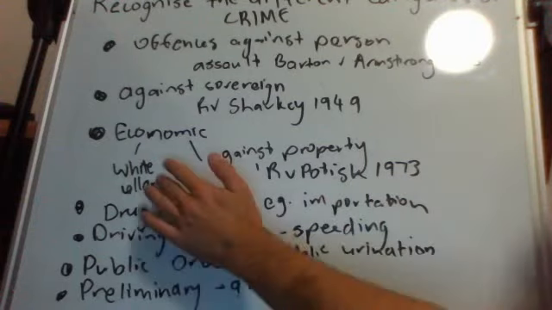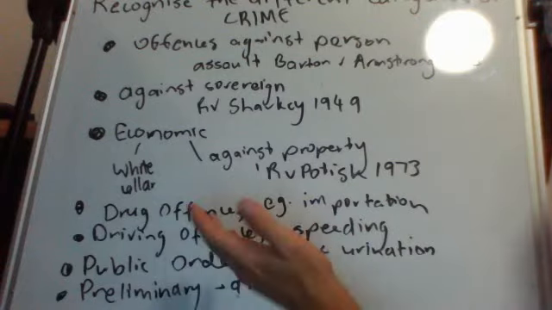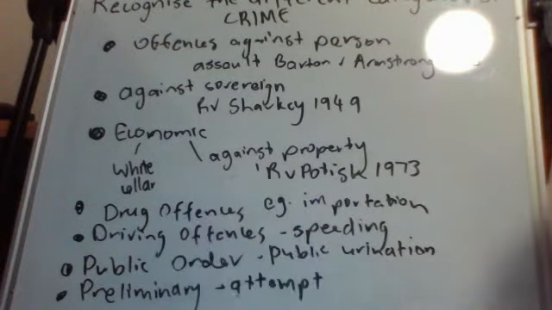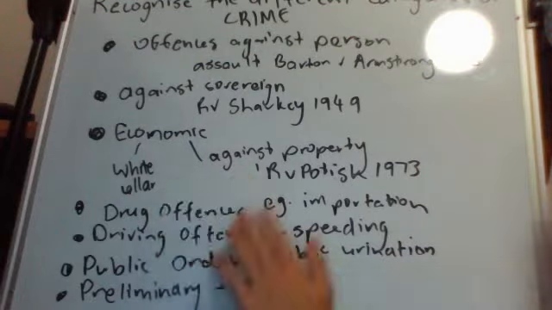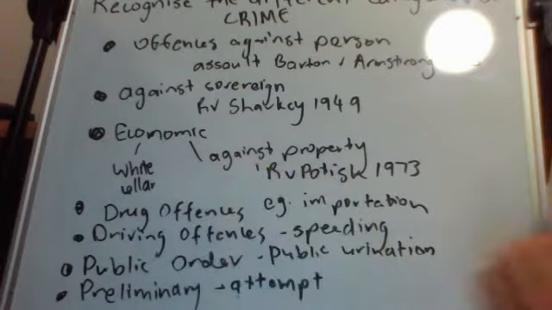Then we have stuff called white collar crimes, and this includes tax evasion, insider trading, computer crime. An example legislation you can use for computer crime is the Copyright Act 1968 Commonwealth. So all your illegal movie downloading and stuff like that will come under this.